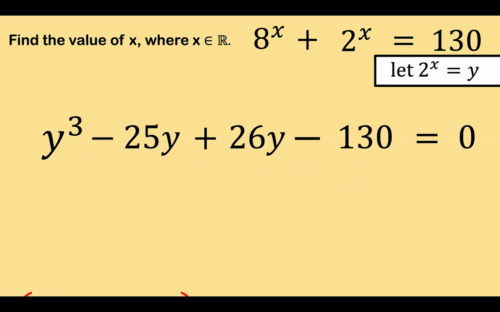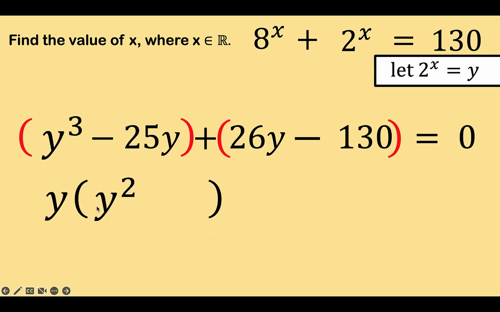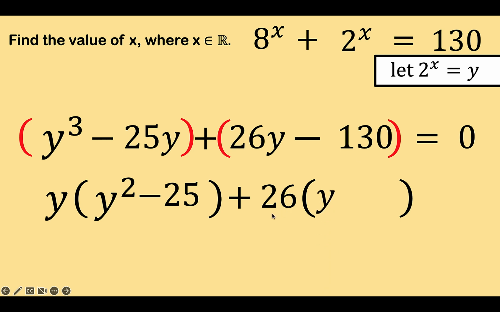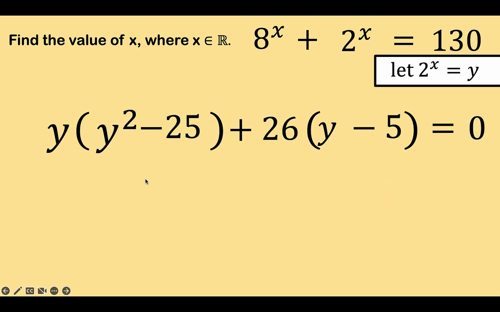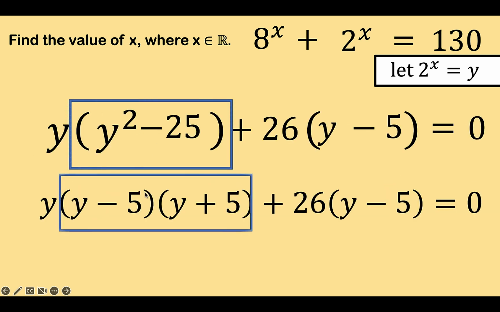Now, let's group together the first two terms and the last two terms this way. Notice that in the first group, there is a common variable y that we can factor out. So, y cubed divided by y is y squared, minus 25y divided by y is minus 25. Copy the plus sign and factor out the common factor 26. So 26y divided by 26 is 1y, or simply y. Negative 130 divided by 26 is negative 5. Copy the right side, equals 0. Notice that we have here a difference of two squares, so we can now factor this out as two factors, y minus 5 times y plus 5. All the rest are copied.